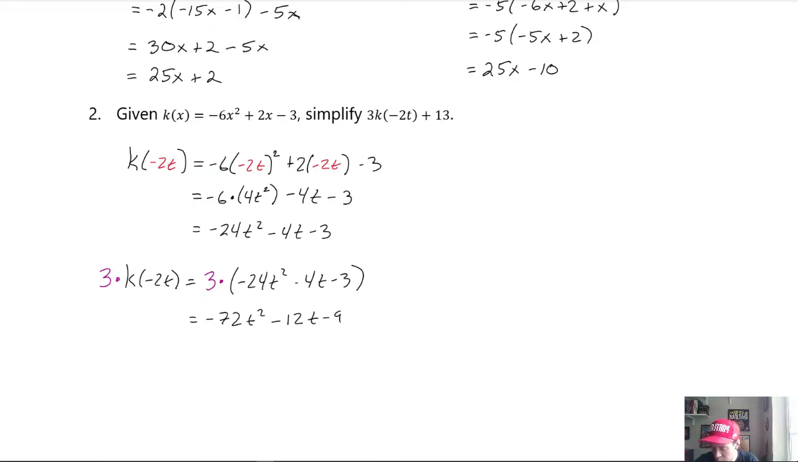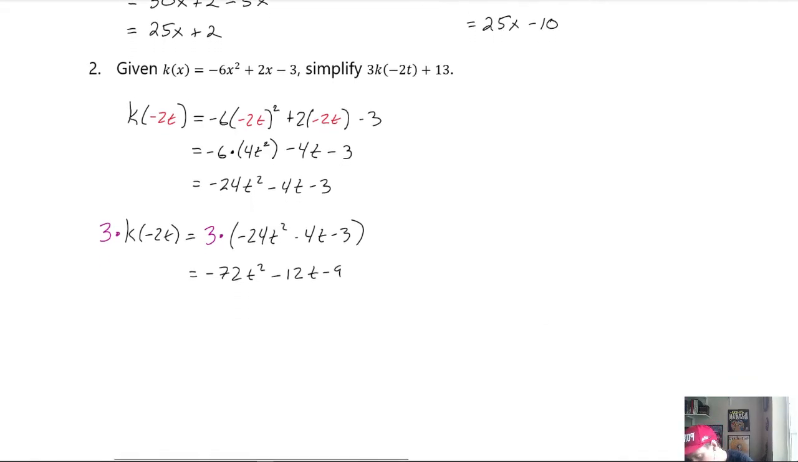Let's just note that arithmetic. 3 times 24, 3 times 20 is 60. 3 times 4 is 12. Add those together to get 72. And then 3 times 4 is 12. 3 times 3 is 9. All right, now we have one more step here.